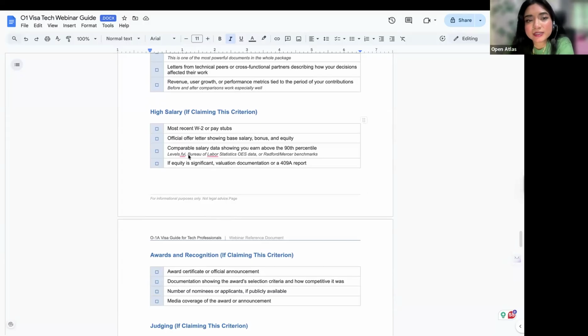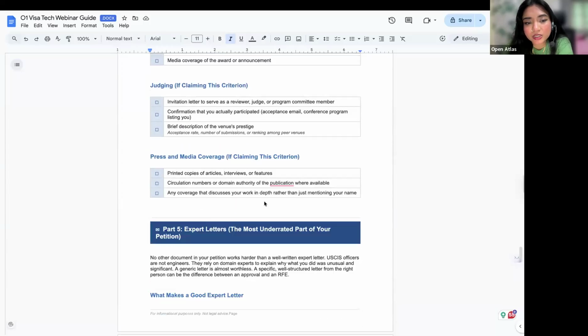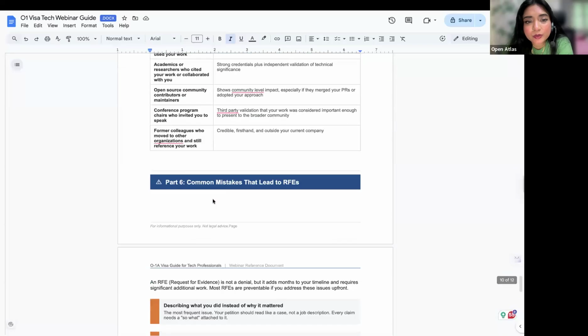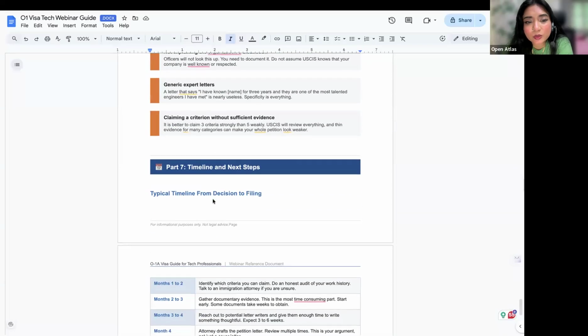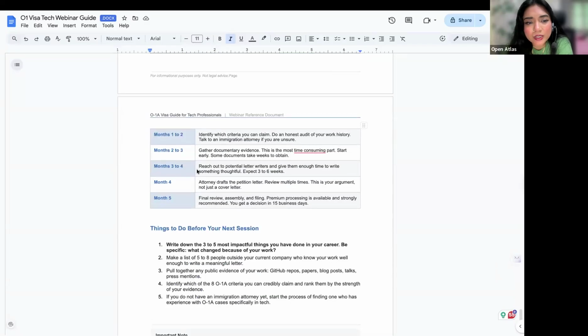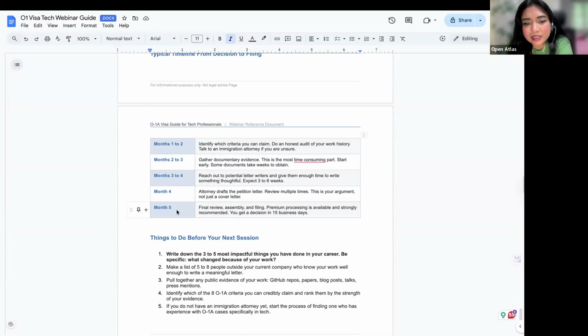Now, there are other key criteria like high remuneration, awards, judging, and press media coverage. And then I've also added a very helpful guide on how to write an expert testimonial letter, and a potential understanding of how you can timeline your O-1 over a period of up to 6 months.